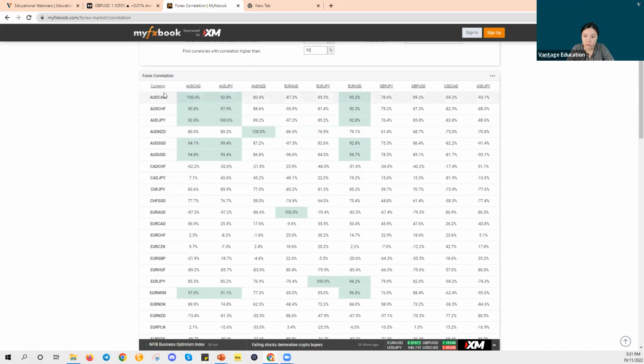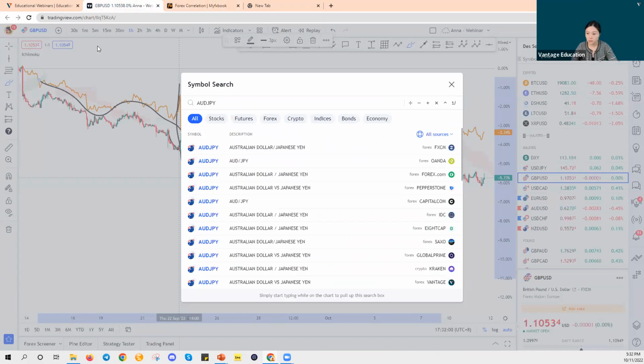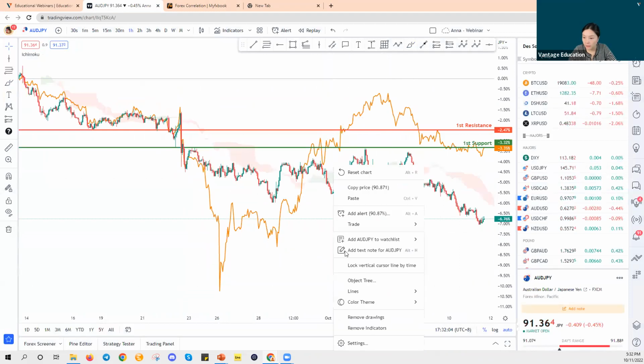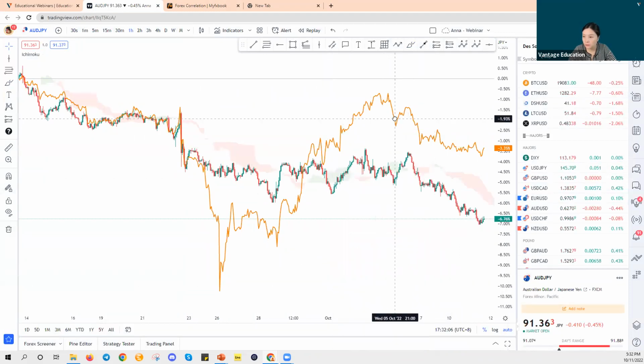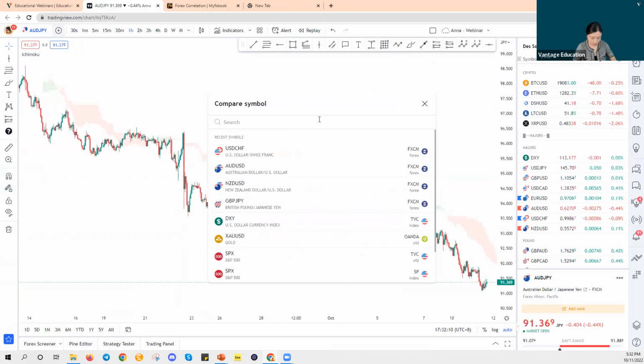Obviously, AUD is the same, so ignore the 100% because it's usually the same pair. So I would say that 95 to 99 would be the best. AUD JPY, AUD USD. Okay. Let's take a look here. Let's see whether it's exactly the same. AUD JPY plus.